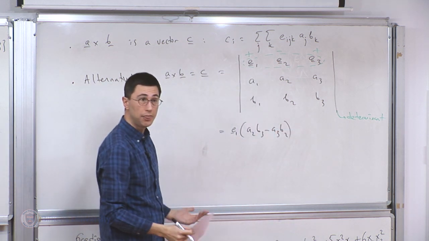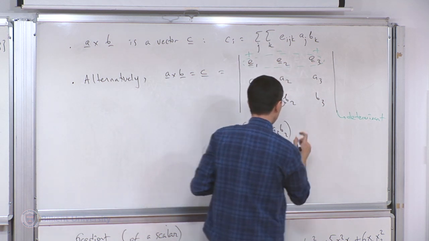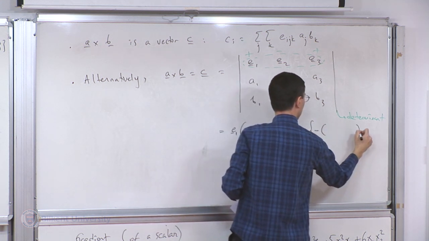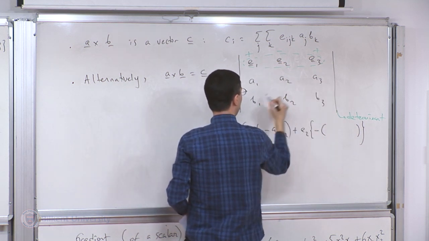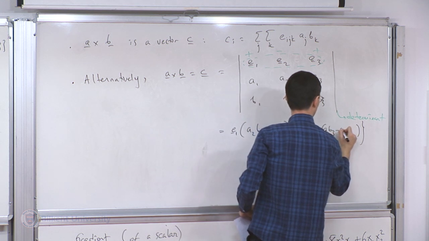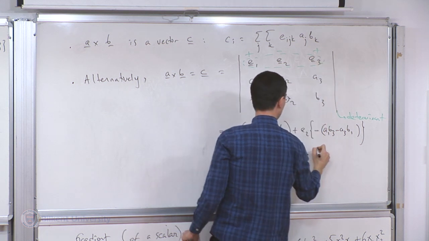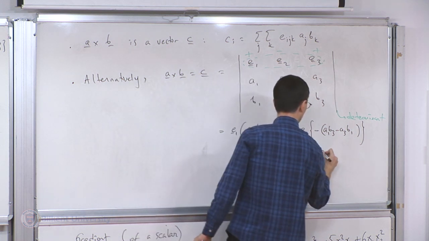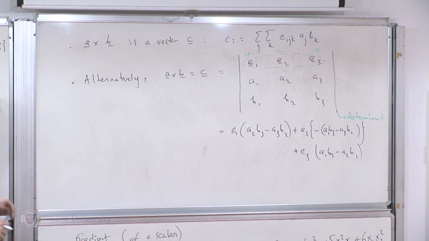Okay? And then delete the row and the column. E2, but it has a minus sign. Minus sign, and then the determinant of what remains, A1B3 minus A3B1. Okay, and then the last one, plus E3. Delete the row and the column, A1B2 minus A2B1. So that would be the cross product.